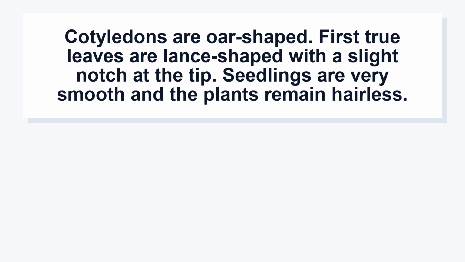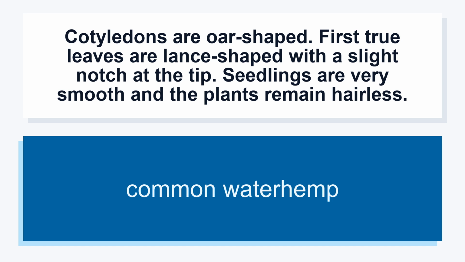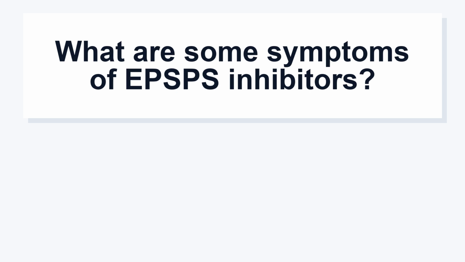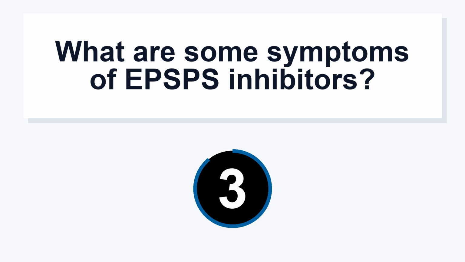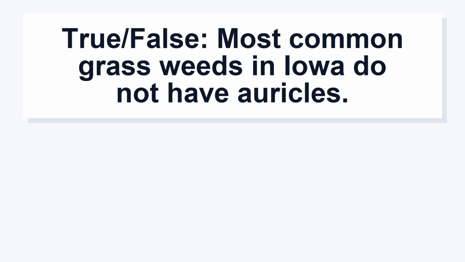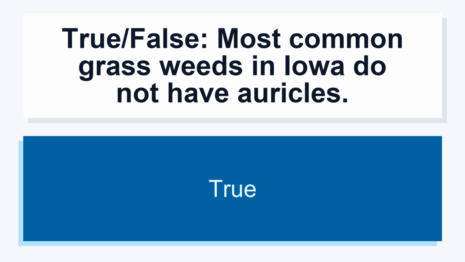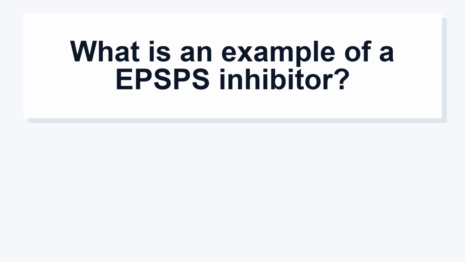Cotyledons are oar-shaped. First true leaves are lance-shaped with a slight notch at the tip. Seedlings are very smooth and the plants remain hairless. Common waterhemp. What are some symptoms of EPSPS inhibitors? Wilting leaves which turn brown and die, lateral growth in broadleaf plants or tillering in grass plants, yellowing or chlorosis. True/false, most common grass weeds in Iowa do not have auricles. True. What is an example of an EPSPS inhibitor?